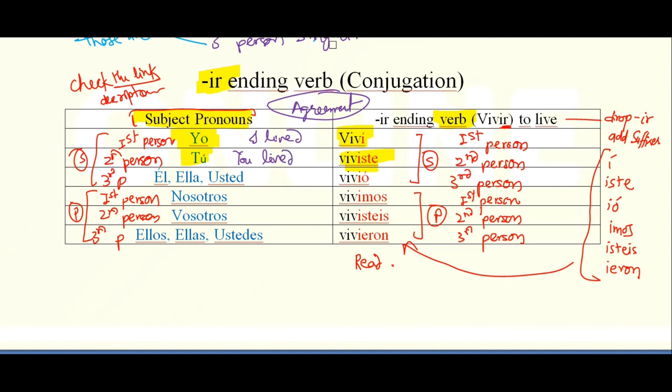Next is él, ella, usted vivió. He, she, or you formal lived. Next, nosotros vivimos. Vivimos means we lived. Vosotros vivisteis. You all lived. Next, ellos, ellas, ustedes vivieron. Means they all lived. Or if we say ustedes vivieron, means you all formal lived. So we can take ellos, ellas as one and ustedes different.